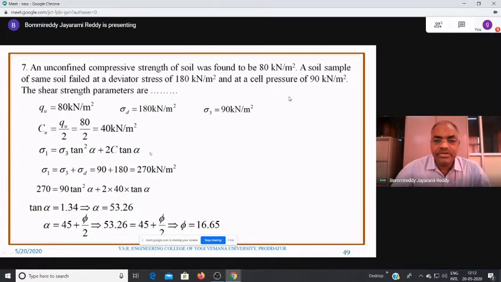So here a soil is tested with both experiments. One sample is tested with the unconfined compression test. Another sample is tested with the triaxial test. So we are using both the equations for computing the cohesion and also the angle of internal friction.